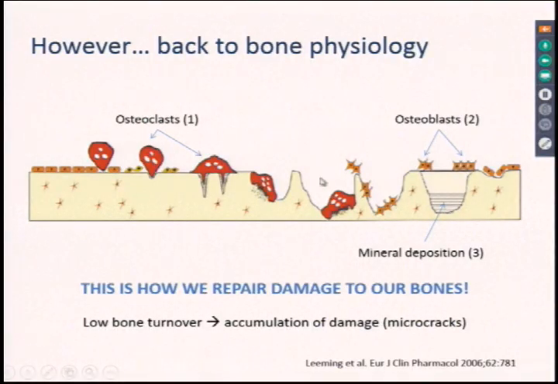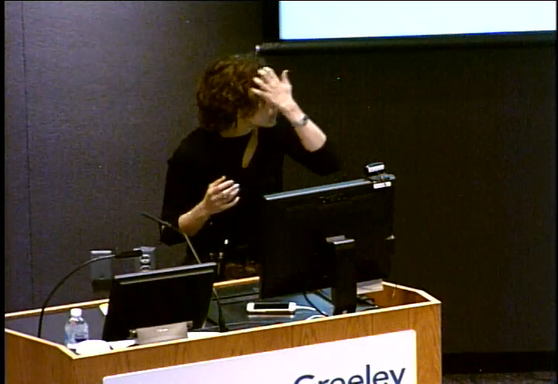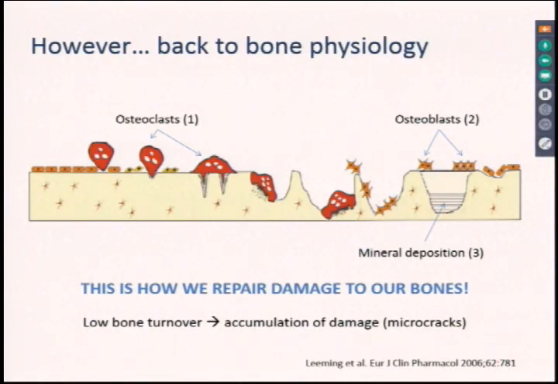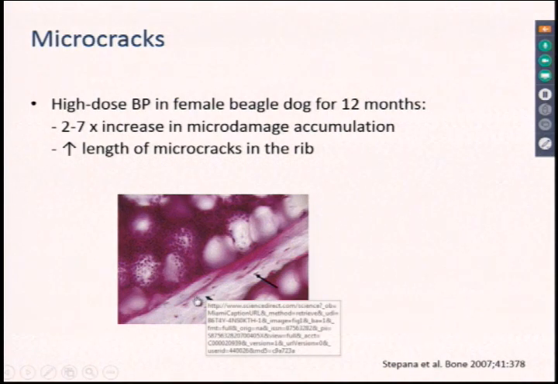So when we put someone on a drug that is going to stop osteoclastic function and as a result stop osteoblastic function, then the counterpart of us improving their bone density and decreasing their osteoporotic fracture risk, we're inhibiting their ability to repair the wear and tear that happens naturally to their bone. So as a result, they accumulate damage to their bone, which we call microcracks. And I have here a slide from a dog experiment that was treated with high doses of bisphosphonates for 12 months. And these are the microcracks.